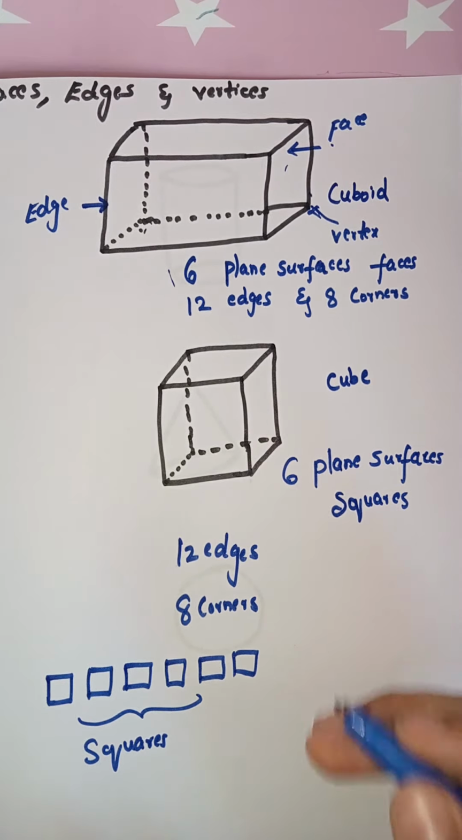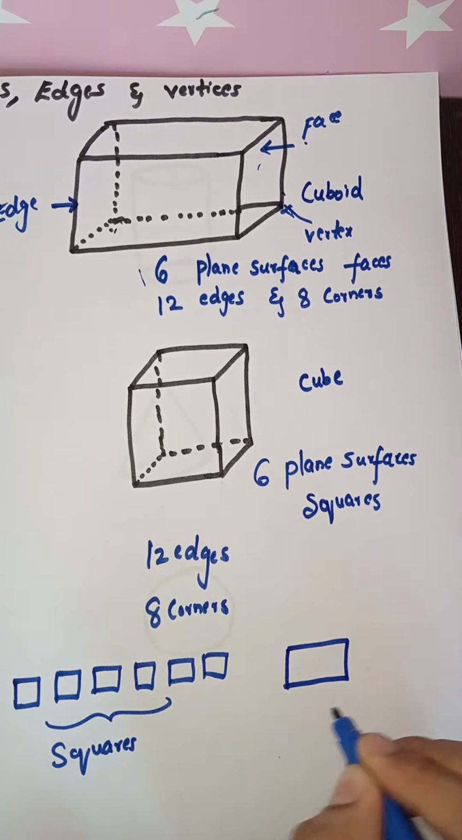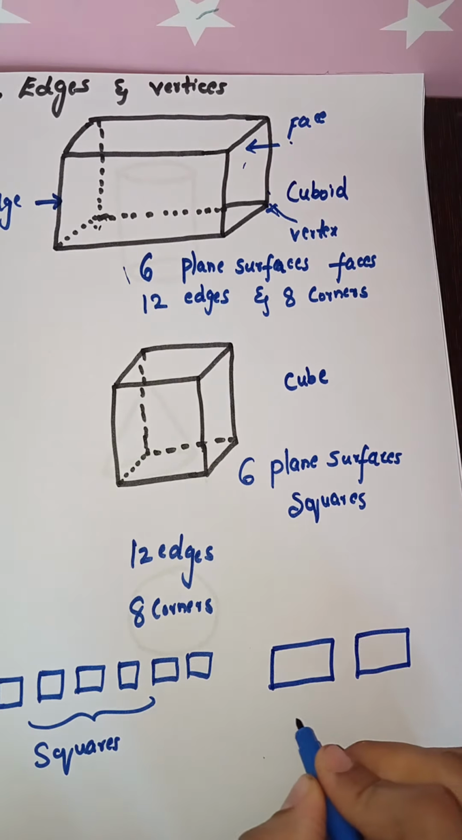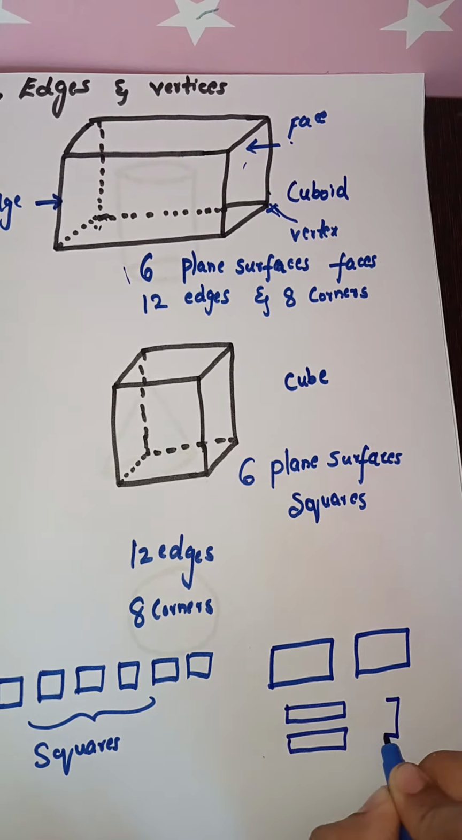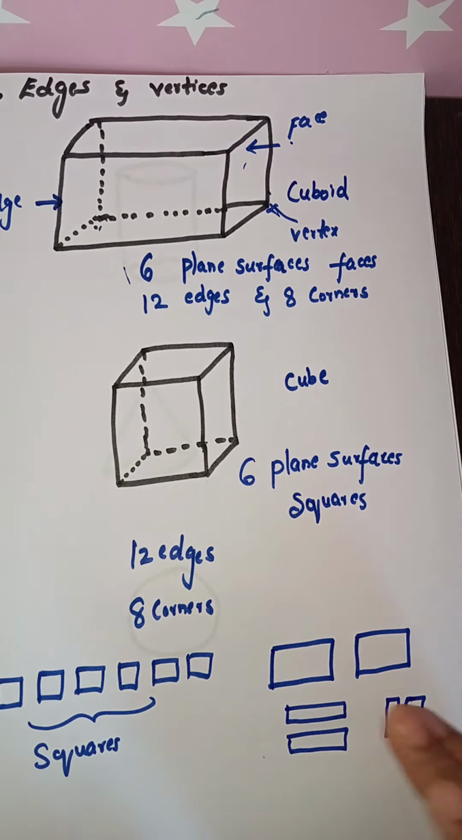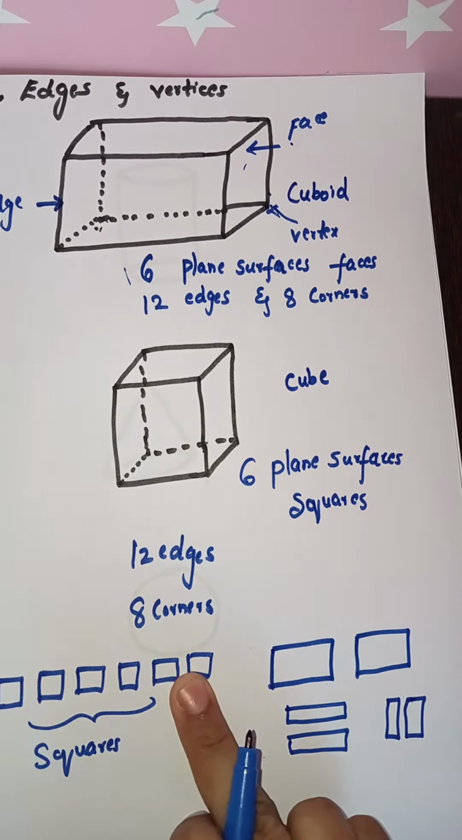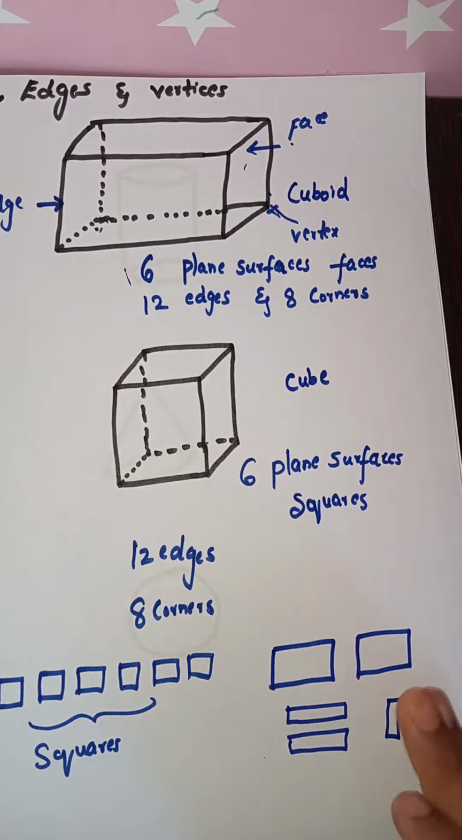a matchbox. So trace out all its faces on a sheet of paper. It will be like this: front side and back side, right? On the other side you will see shapes like these, and on the other side you'll see shapes like these, right? All the surfaces mean faces. So all the surfaces of a cube are identical squares, whereas in a cuboid all the surfaces are rectangles, right? Only opposite surfaces are identical.